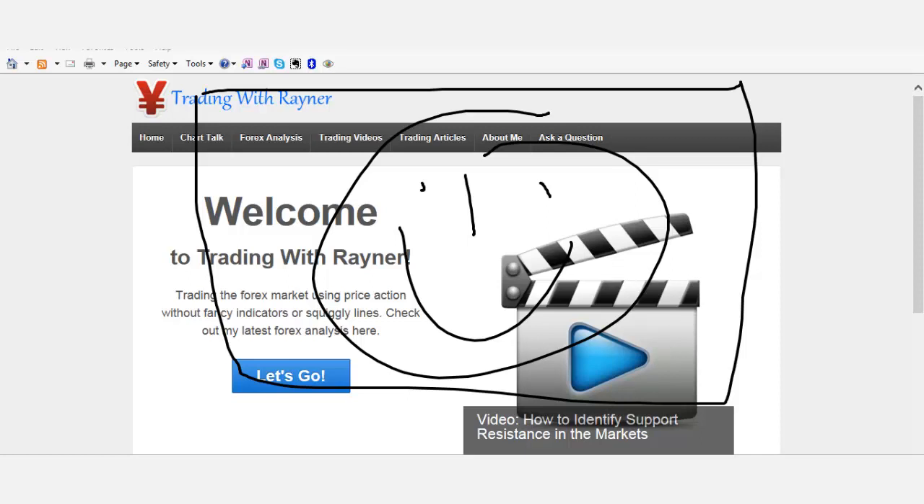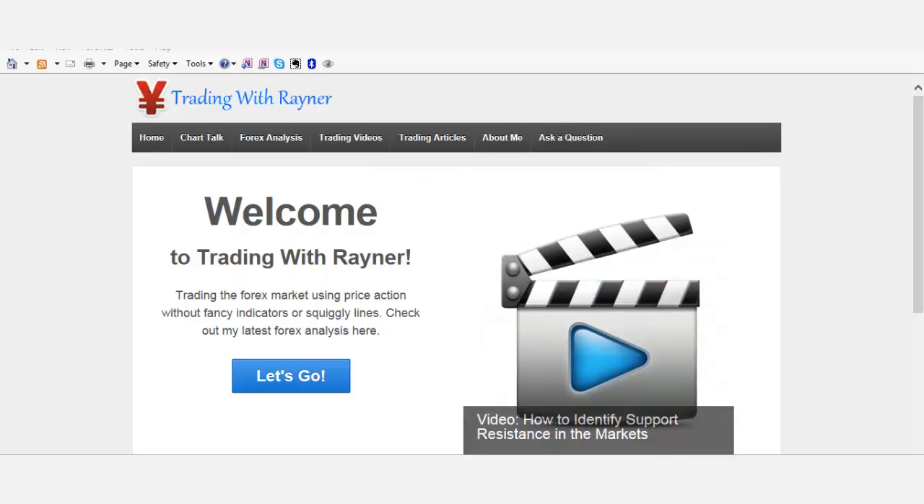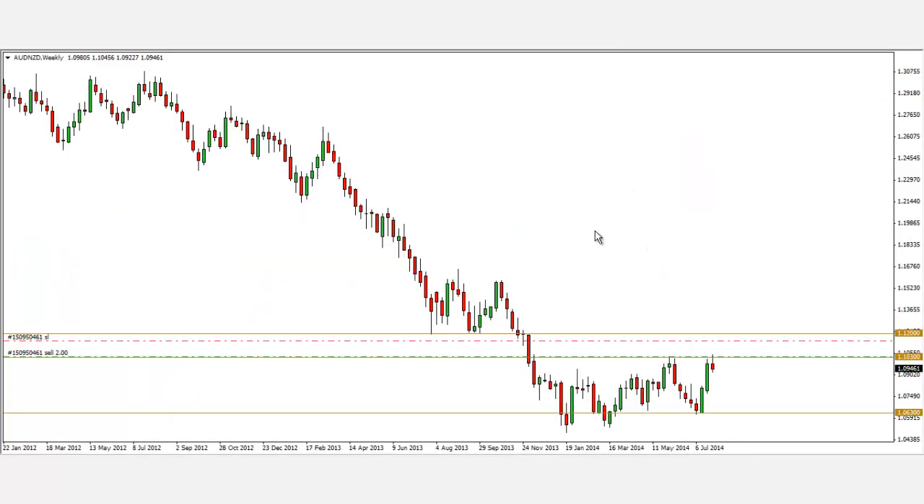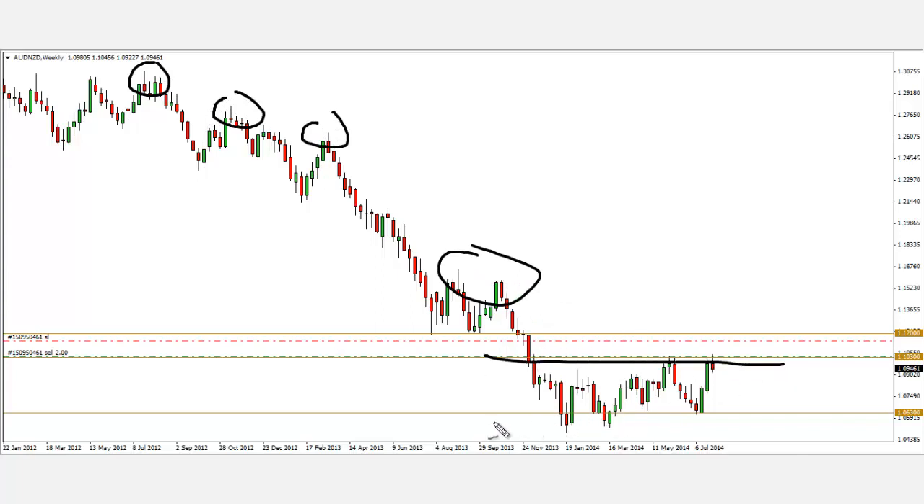Alright, so let's look at some charts immediately and let's roll. The first pair I'd like to talk about is the Aussie New Zealand dollar, because I find that it's one of the trendiest pairs at the moment. As we can see, lower highs here and here and here and here. The most recent price action was a range between the 1103 and the 1063 level. So basically a downtrend followed by a consolidation in anticipation of a further move lower.